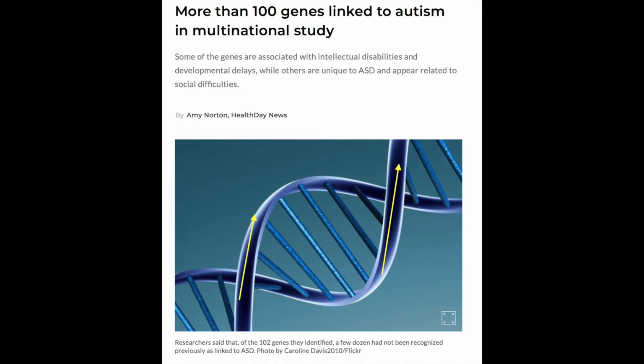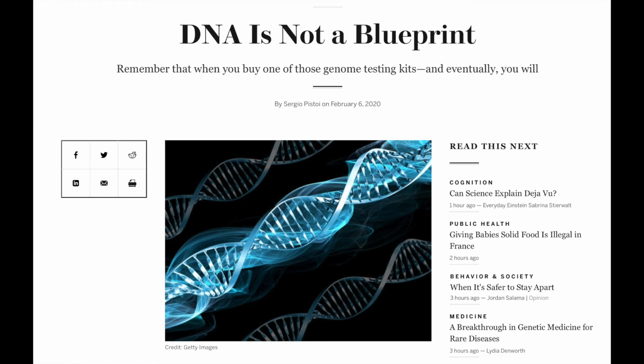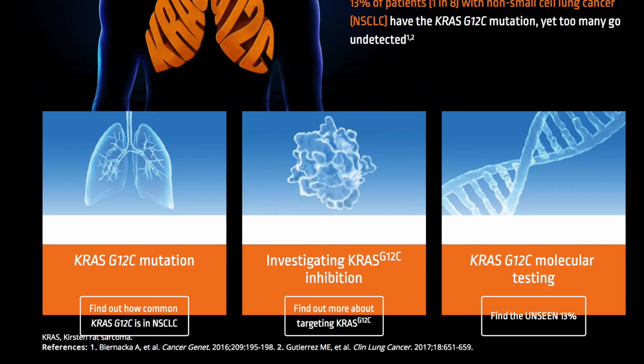For example, the United Press International released this article regarding autism in the health section. As you can see, the 2 strands in the front are going upward in the left direction, indicating a left-handed DNA. Next, in an article by Scientific American, the image of DNA shows the strands spiraling upward in the left direction, indicating left-handed DNA. On the webpage Unseen 13% about non-small cell lung cancer, there is a cropped image of left-handed DNA spiraling upward toward the left.